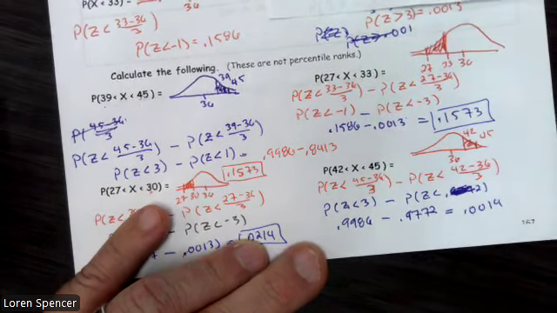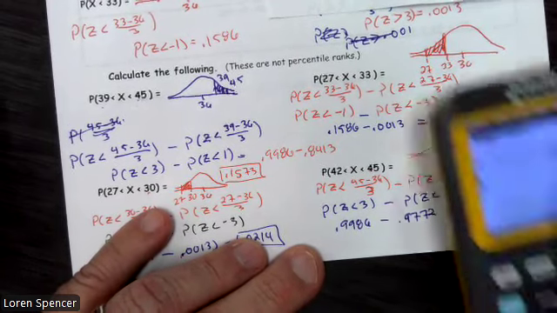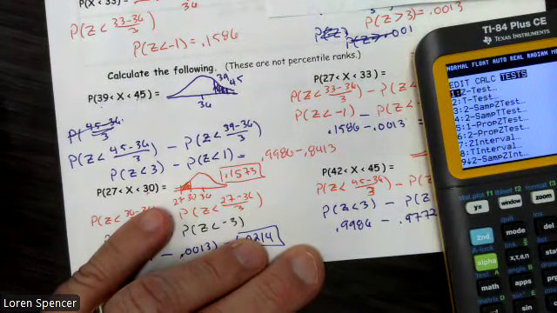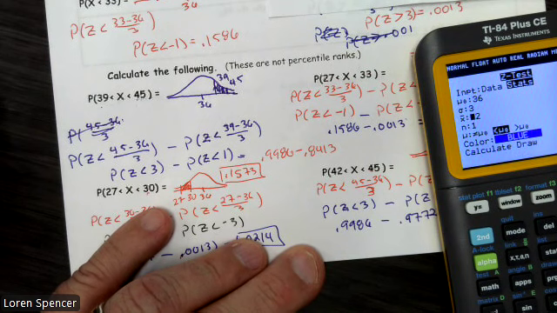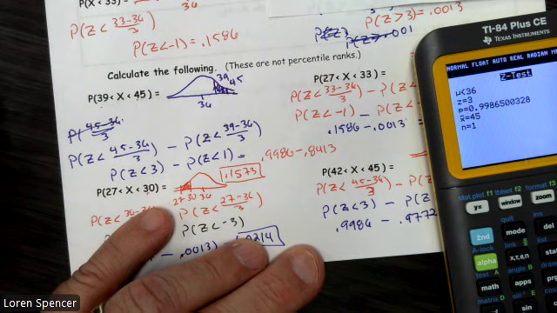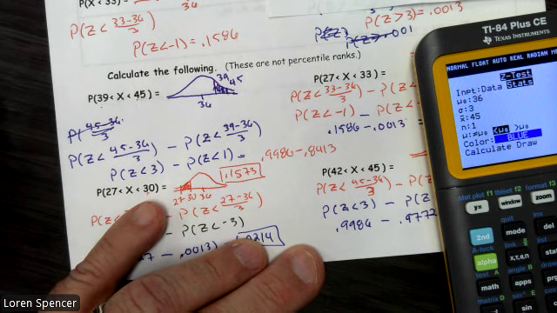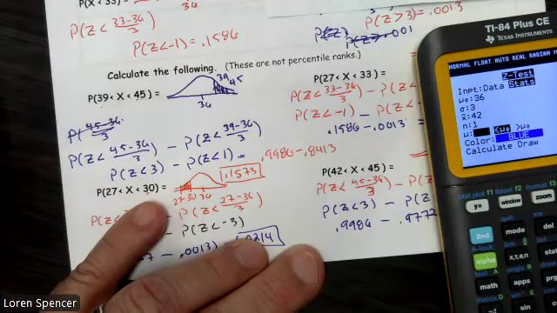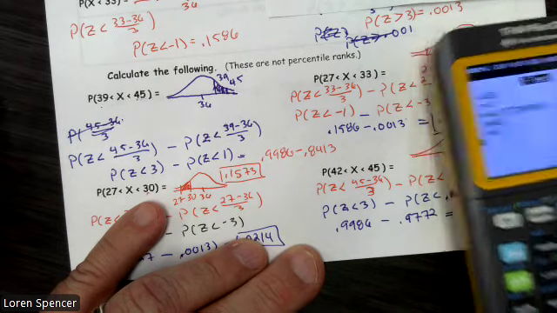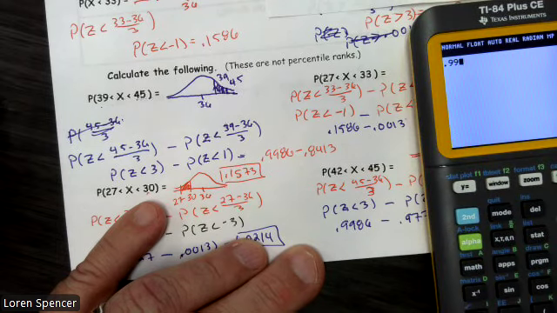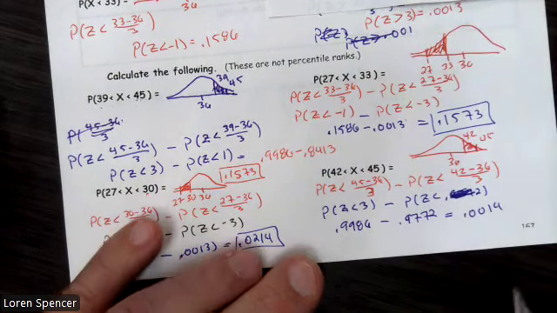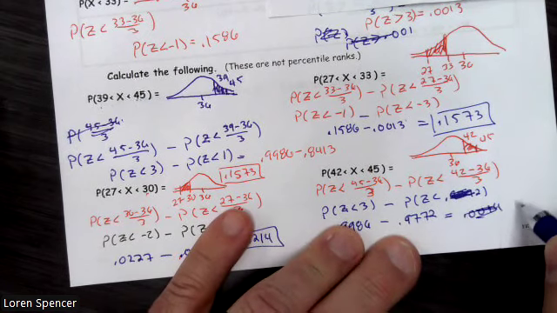And somehow or another, I have an error. So let's go back and check this thing. Stat test, Z test, make that a 45. 0.9986, close enough. Stat test, Z test, change this to a 42. 0.9772. 0.9986 minus 0.9772, 0.0214. All right, I just wrote it down wrong. I don't know what I did, but this is 0.0214, which is what we got when we did the normalcdf.